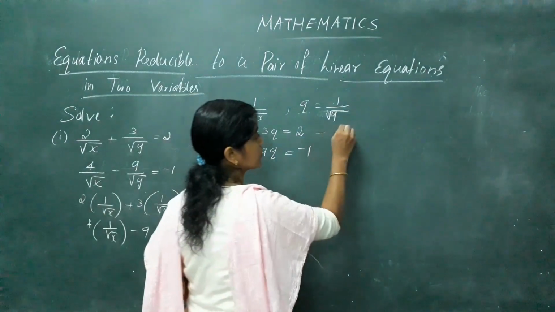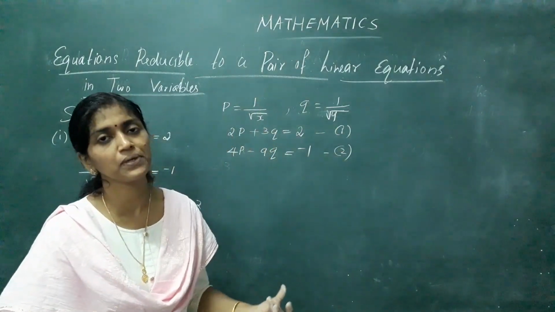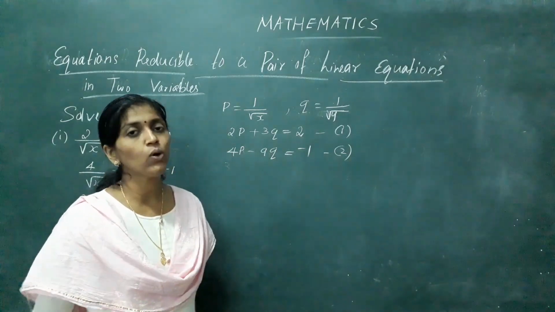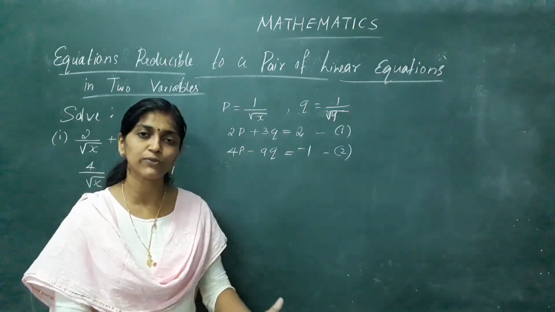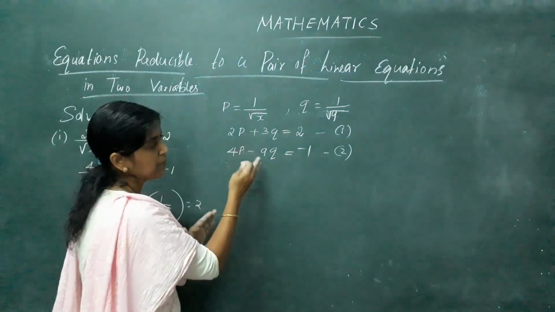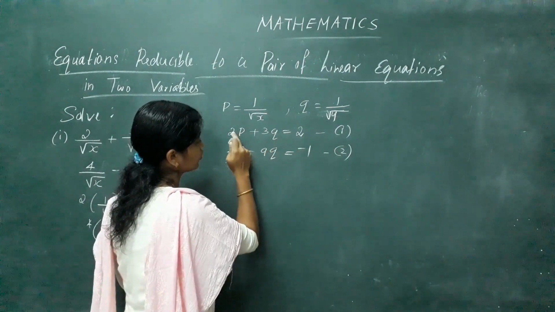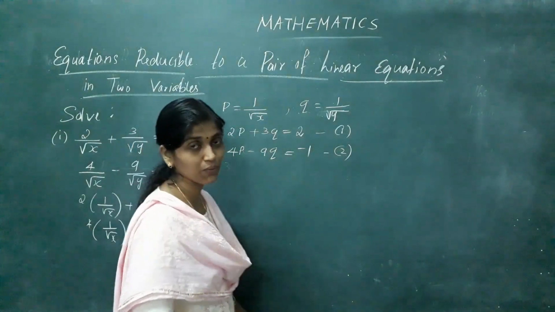Take this as equation number 1, and this as equation number 2. When we solve these equations by any one of the methods, you will get p and q, but later you can get the values of x and y using the values of p and q. Clear? Now, take both equations 1 and 2. See, the coefficients of p are 2 and 4, so one is a multiple of the other, so we change only one of the equations.